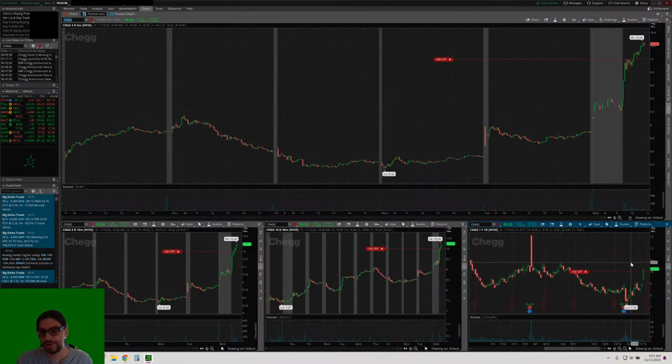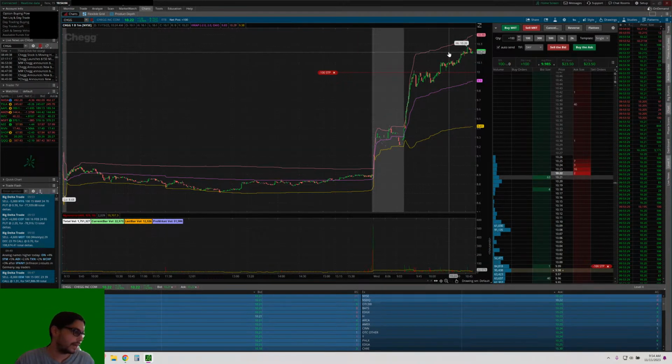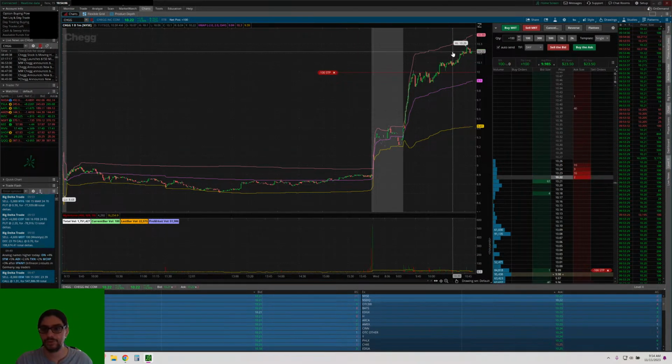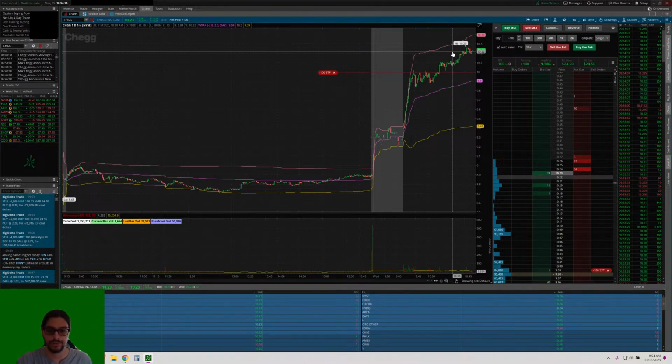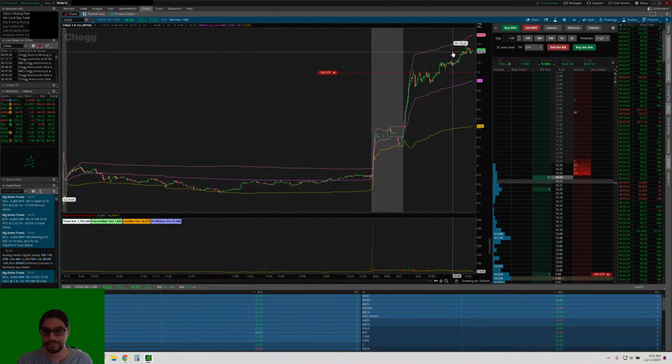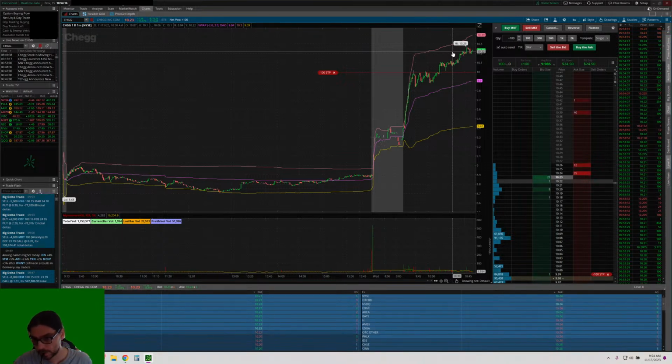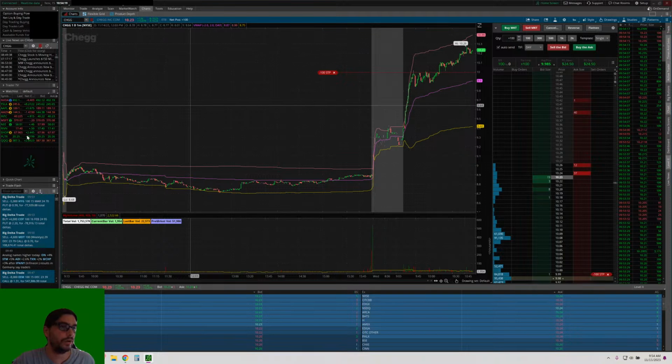So my target range is like 10.8. I do want to sell out of this today. I don't think I want to hold it into the next day. I might hold it through the next day. I don't know yet. I might sell half. I'm not sure.